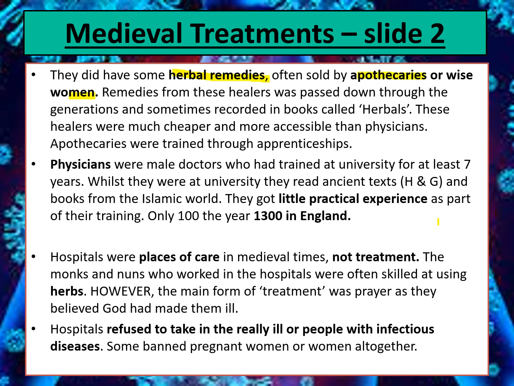So the idea was that you would go to one of these people because physicians at this point were just too expensive for the ordinary population. So they would often go to an apothecary, and these apothecaries were actually trained through apprenticeships on the job, but there were also those wise women as well. And both of these sets of people would sometimes use what they called the herbal books, which would be recipes that were passed down from healer to healer.